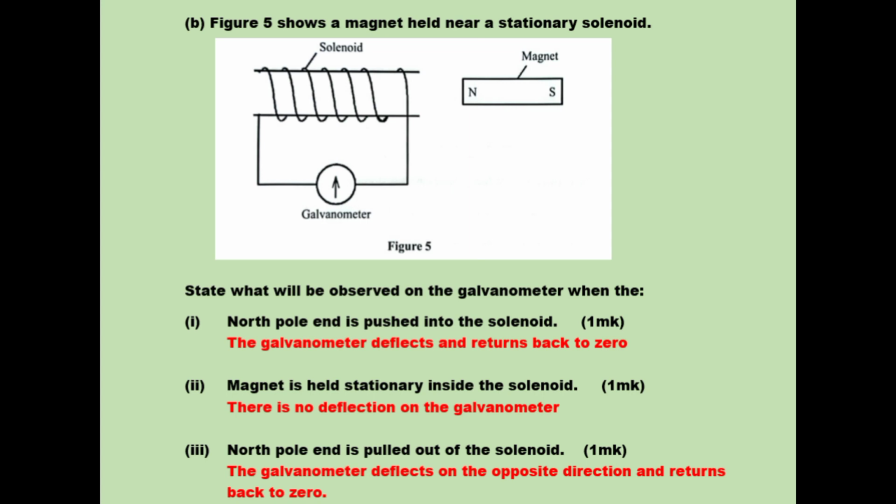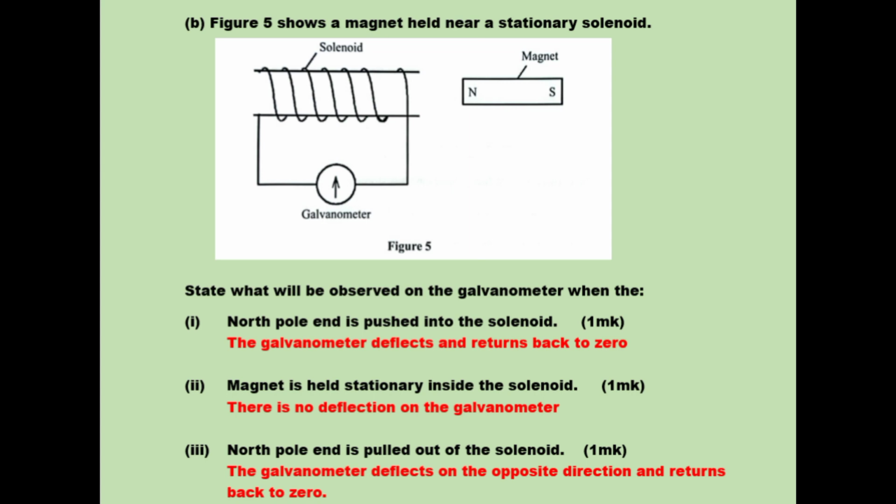Roman 3. The north pole is pulled out of the solenoid. When you pull it out, this one will be opposite to Roman 1. That means the galvanometer deflects in the opposite direction and returns back to zero. The keyword there is opposite direction, because in Roman 1 we are moving towards the coil, so it deflects and comes back to zero. In Roman 3, you are pulling it out, so it deflects in the opposite direction and returns back to zero.